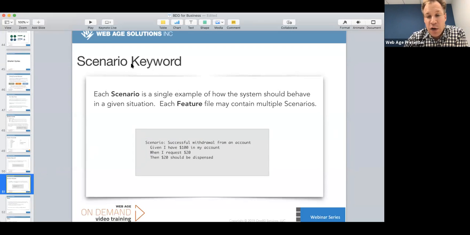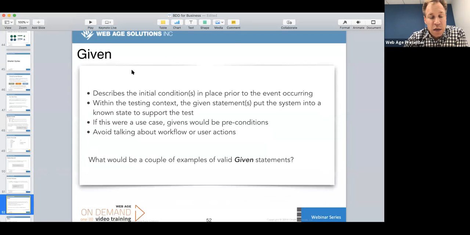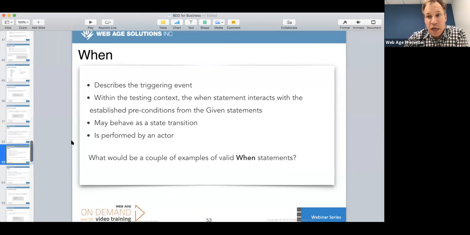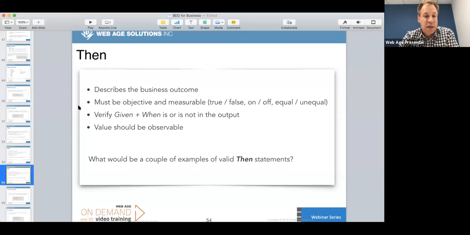The next keyword is scenario, which we talked about. It defines the test. The next keyword is given, which we've already talked about. It sets up the condition that happened prior to the test starting. We've talked about the when statement. This describes the triggering that's going to happen. This describes what the actual user will be doing, the things that they will be doing as they go along. And then the then word describes what the outcome would be, what the user will see.